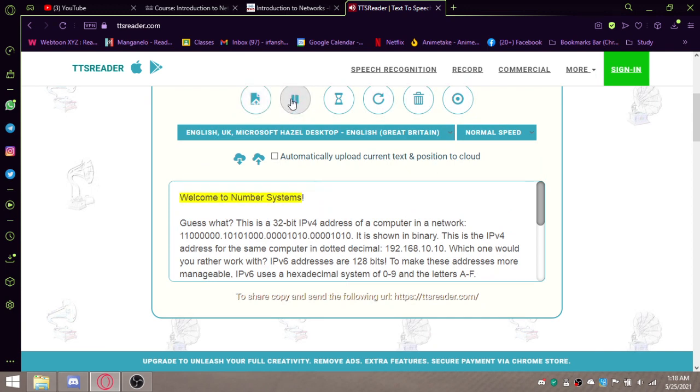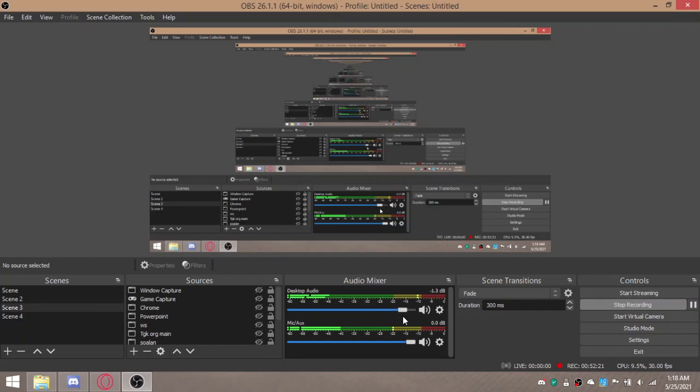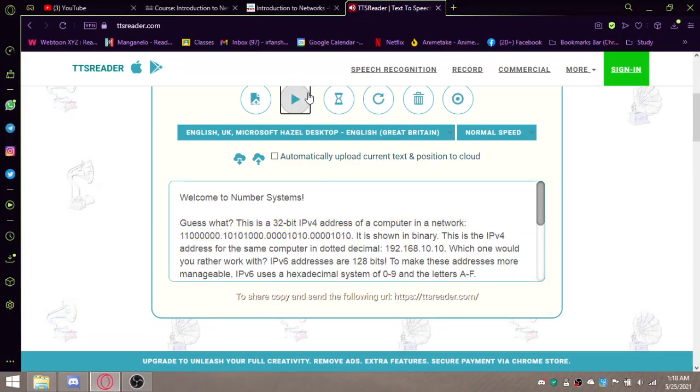Welcome to number systems. Guess what? This is a 32-bit IPv4 address of a computer in a network. 11000000101010000000101000001010. It is shown in binary. This is the IPv4 address for the same computer in dotted decimal, 192.168.10.10. Which one would you rather work with?